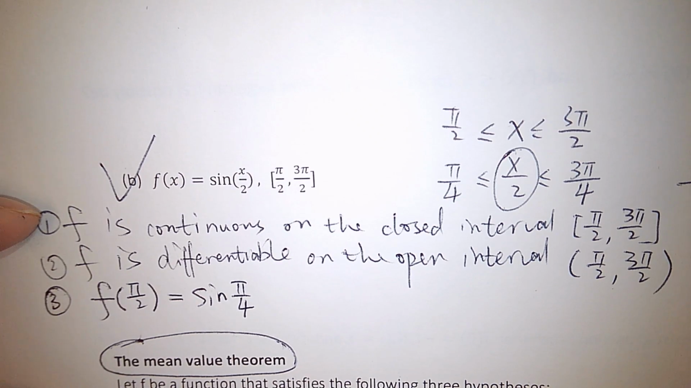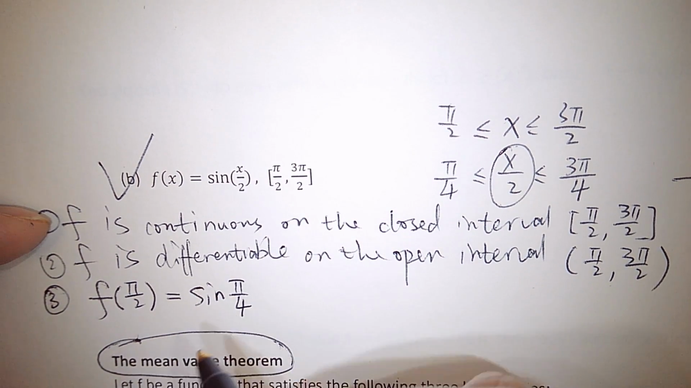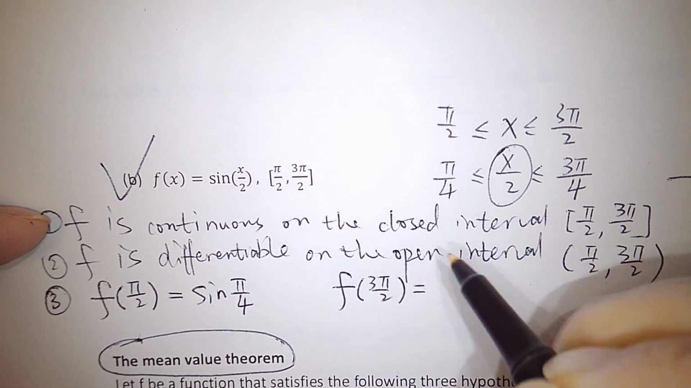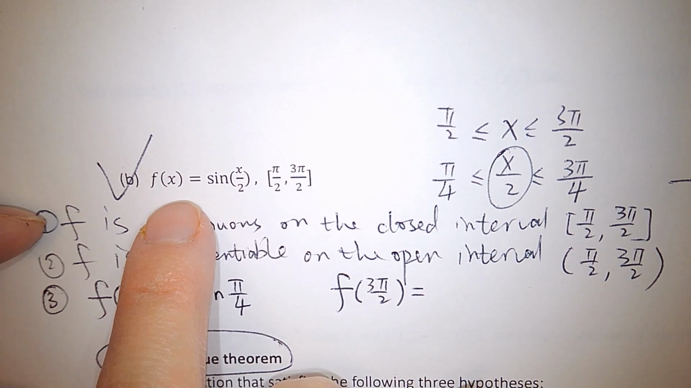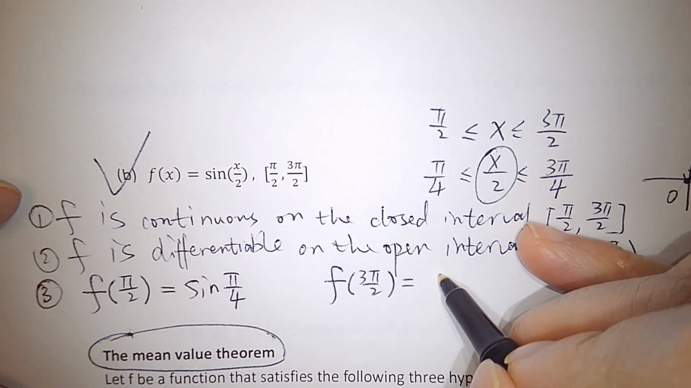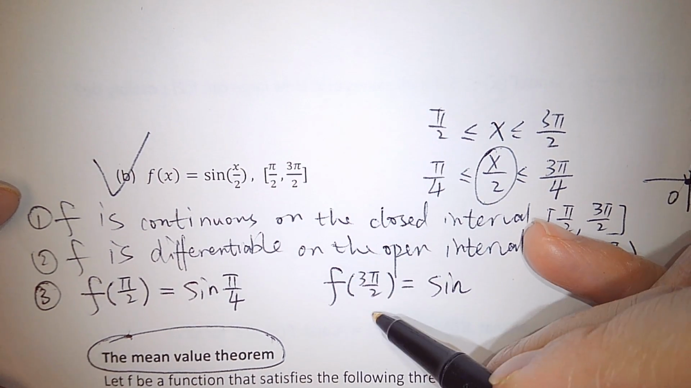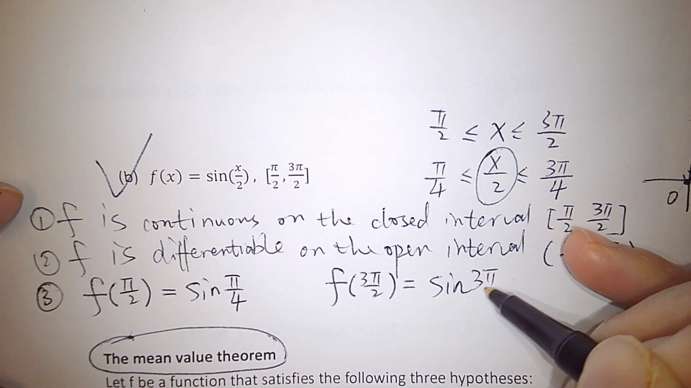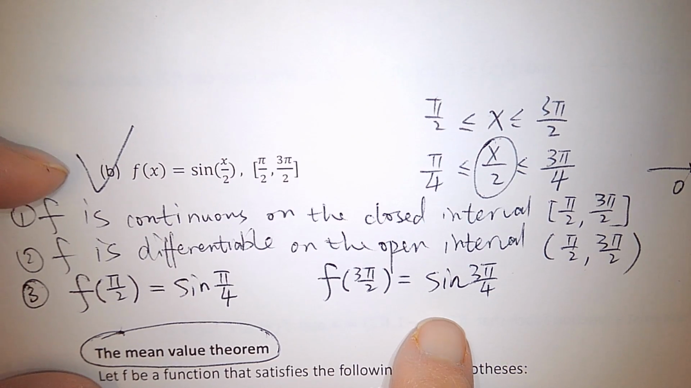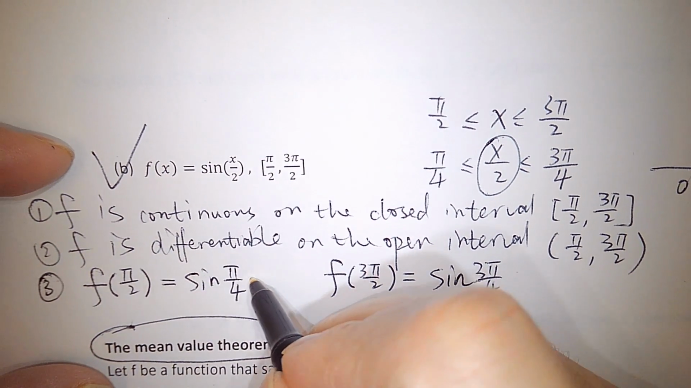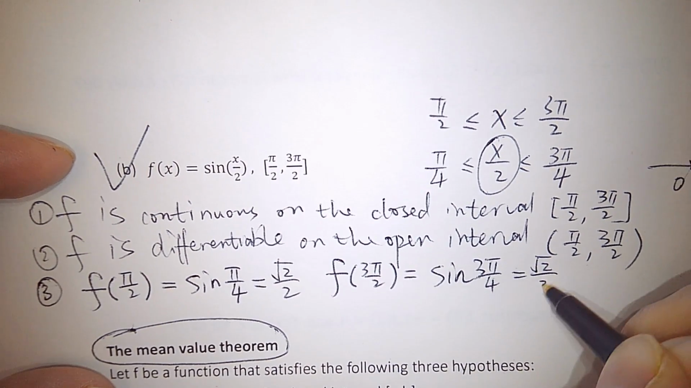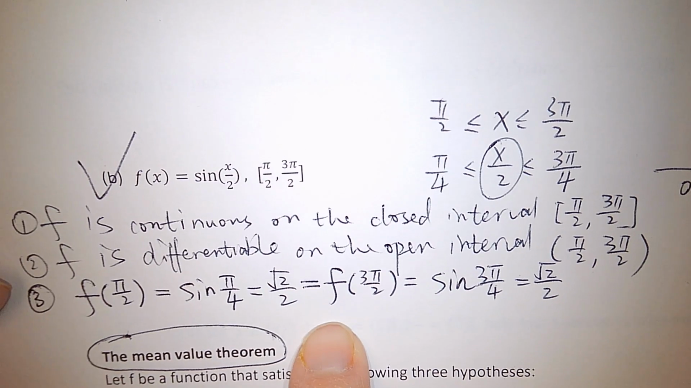Sin pi fourths. If it equals f of 3 pi over 2, well, it repeats every 2 pi. So if x equals 3 pi over 2, it's going to be sin of what? 3 pi over 2 divided by 2. 3 pi over 4, right? Do these two numbers have the same value? Check your unit circle, okay? Yes, they do. This equals square root of 2 over 2. This also equals square root of 2 over 2. So yes, they are equal.